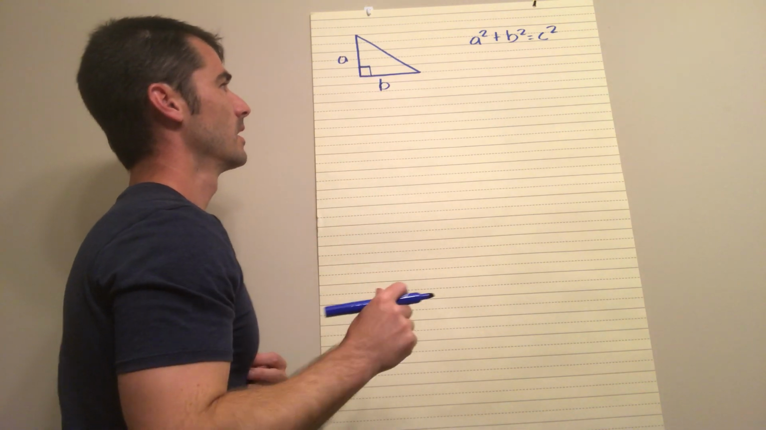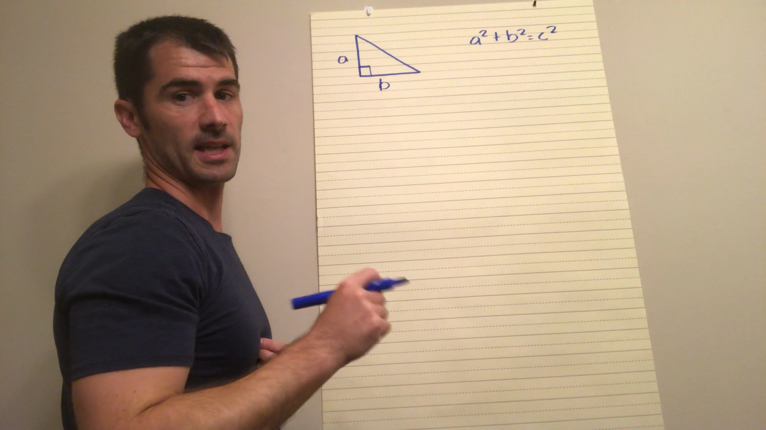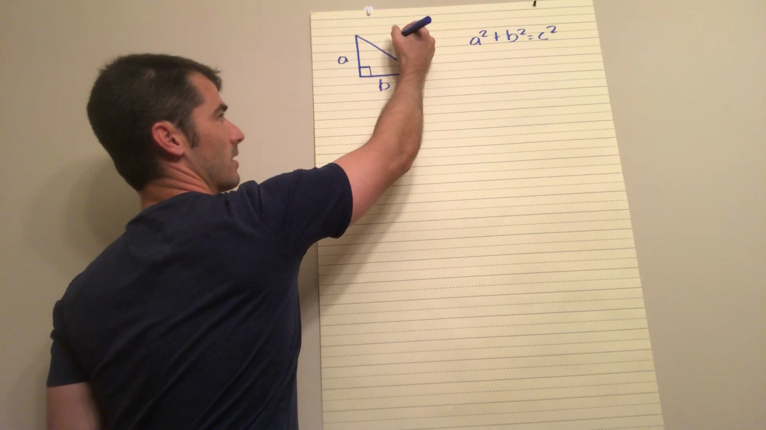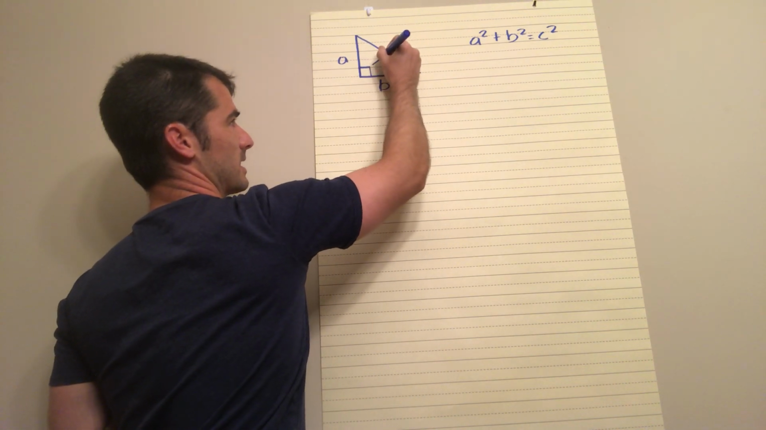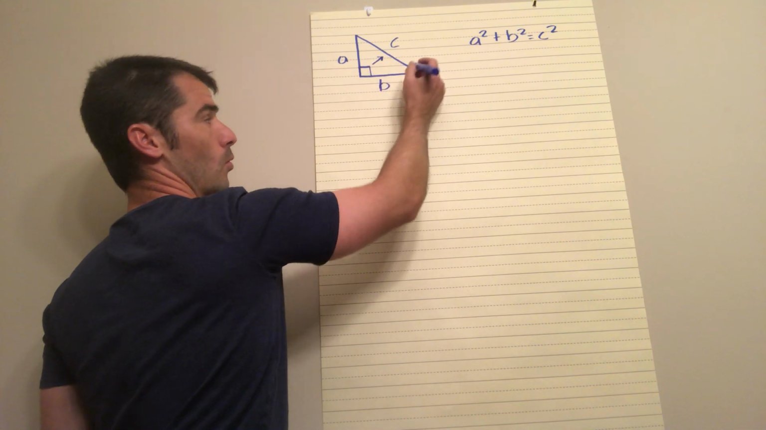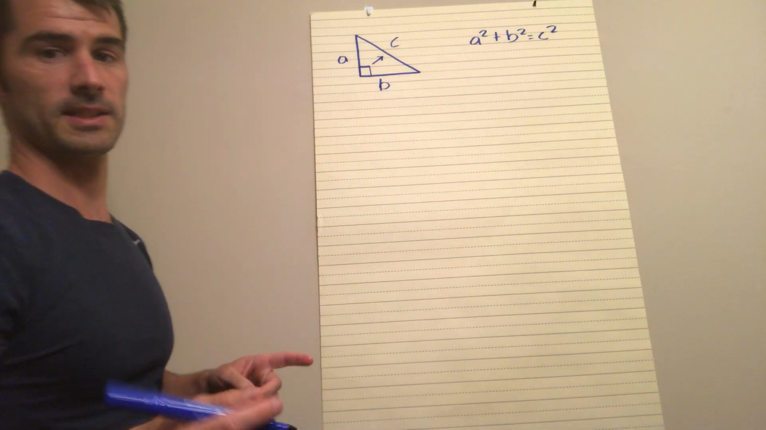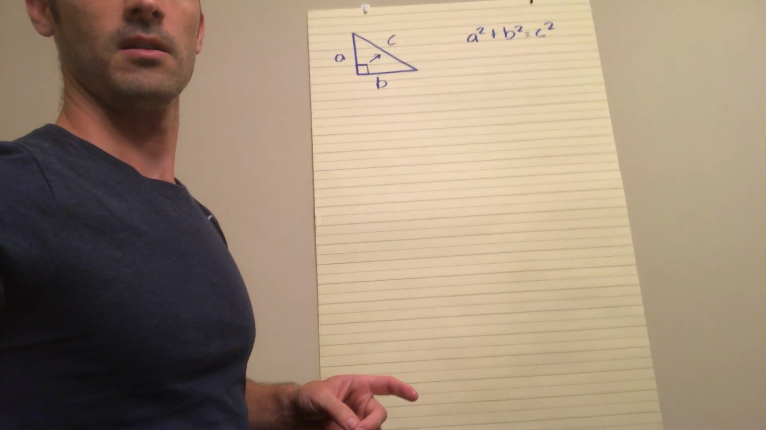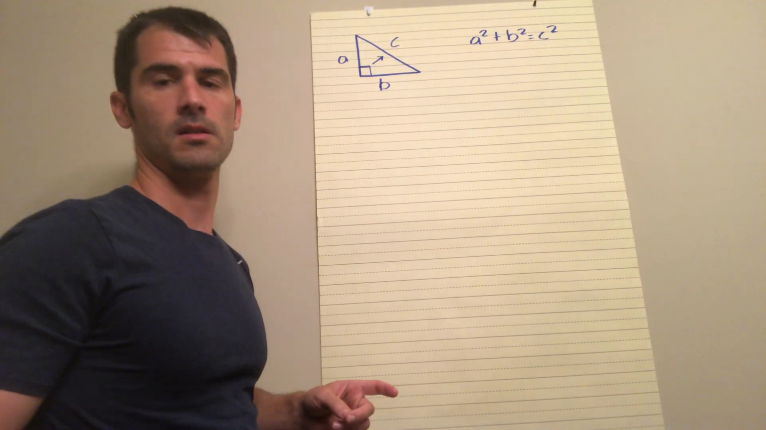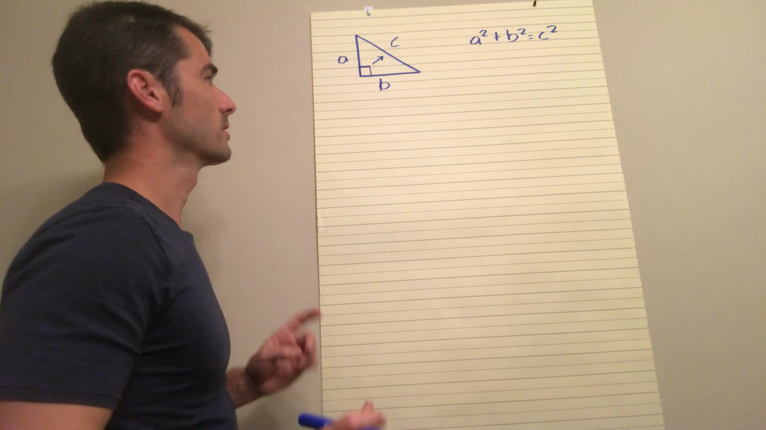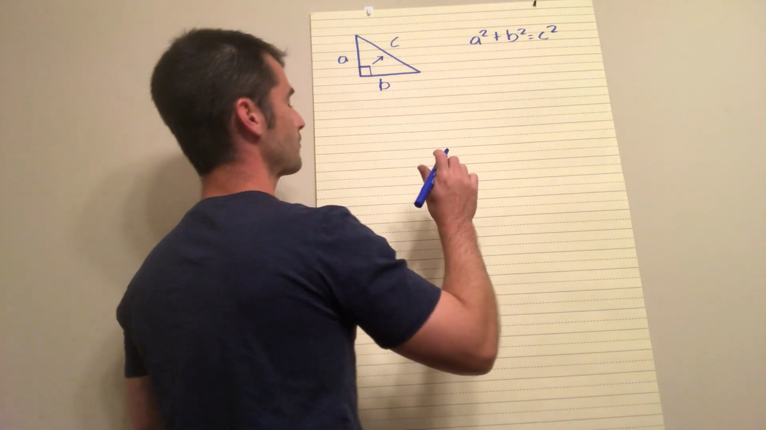Okay, the other side, the longest side, always will be over here. It will be opposite the right angle, or it'll be the line that doesn't touch. Okay, so C is your longest side.